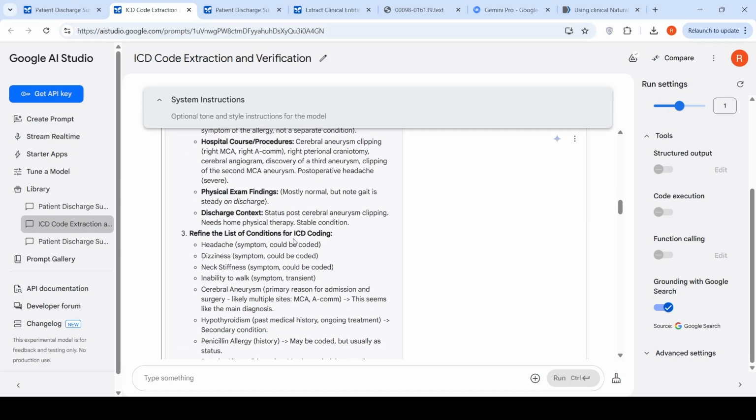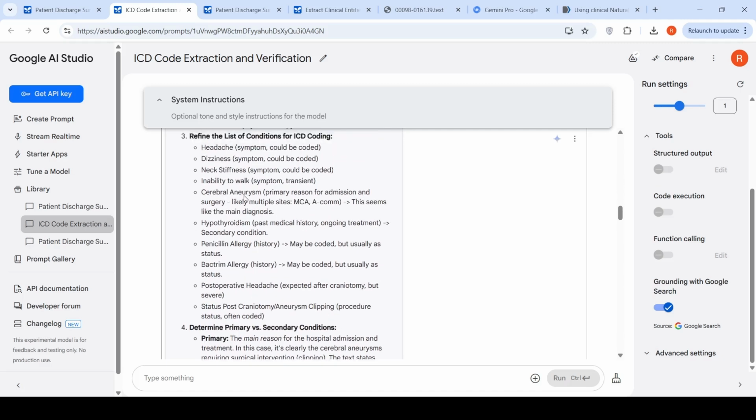Refine the list of conditions for ICD coding: what can be coded, what cannot be coded, right? And cerebral aneurysm is the primary reason. This seems like the main diagnosis. Hypothyroidism, penicillin allergy may be coded, but usually as a status, right? Postoperative headache, expected but severe, status post this thing. So this is the procedure status, often coded.